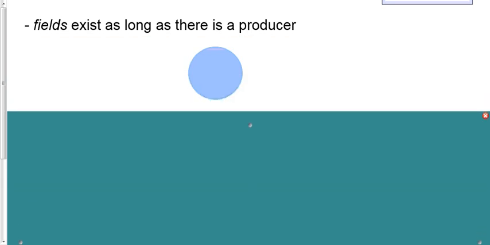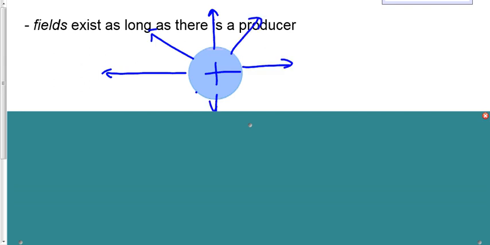Here's my producer. Let's make it a positive this time. Last time it was a negative with the field lines pointing towards it. This time it's a positive with the field lines pointing away from it. If I put an object or a charge there to experience it, the field is there. But if I take away that charge, the field is still there. The field is there as long as there's something to cause it, whether or not there's anything to experience it.